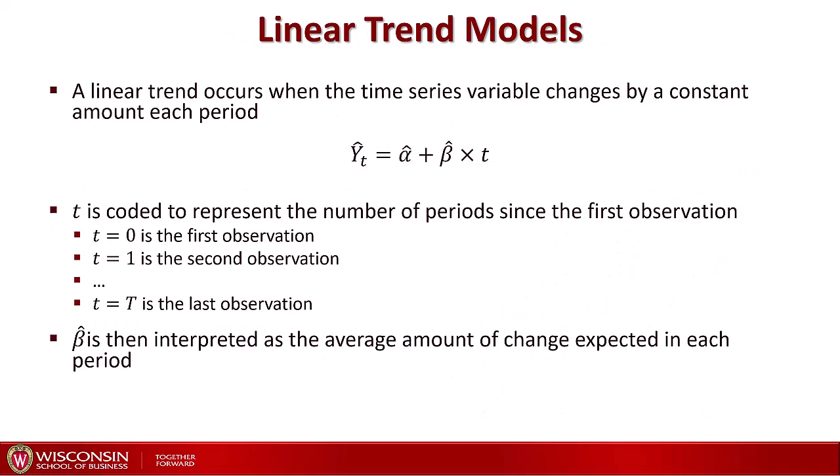So first we have the linear trend. Again, the linear trend is when the dependent variable in a time series changes by a constant amount on average for each period. So in that case, we can use a simple linear regression model where the independent variable is just the time period t. t starts at 0, the first observation, and then we have t equals 1, and so on and so forth until t is equal to capital T, the last observation. In that case, beta hat is the average rate of change, or the average amount of change expected in each period when you move to the next period.